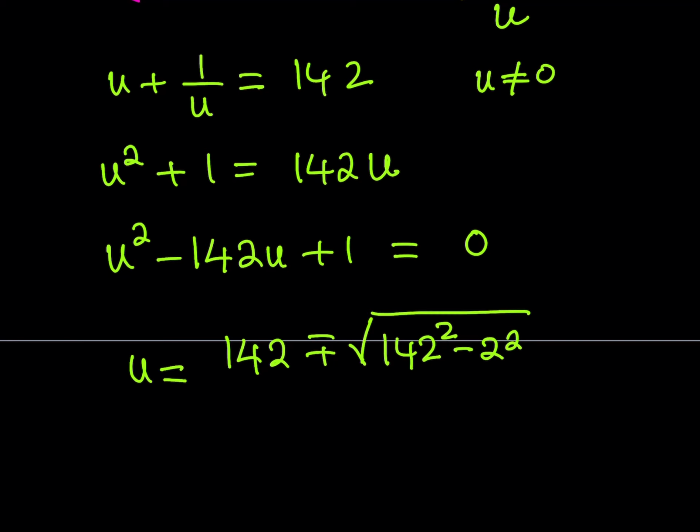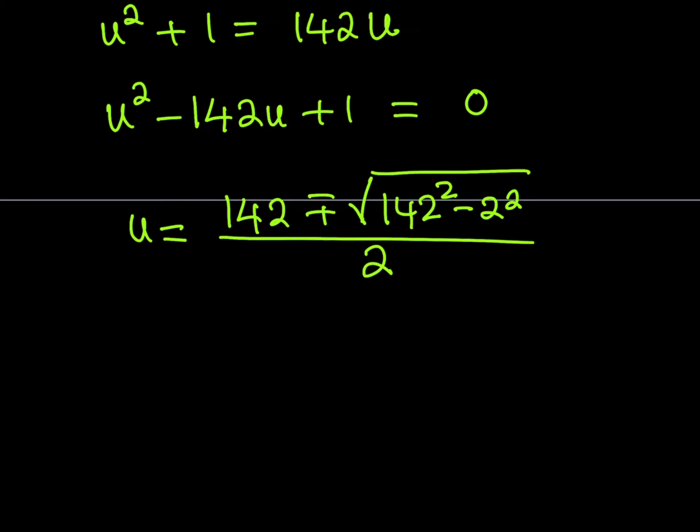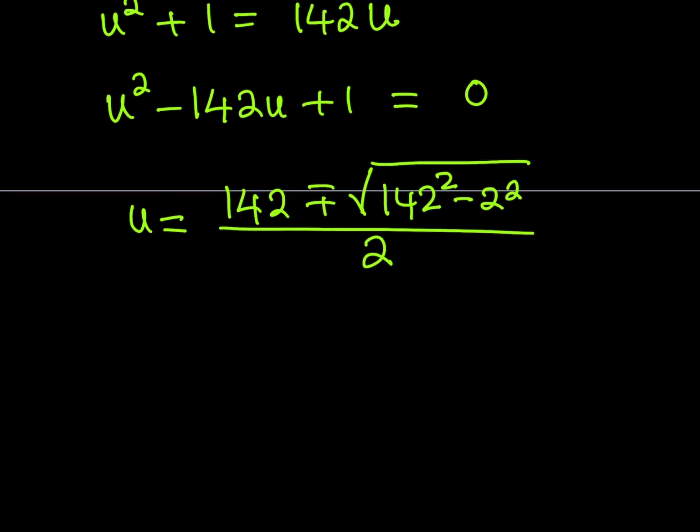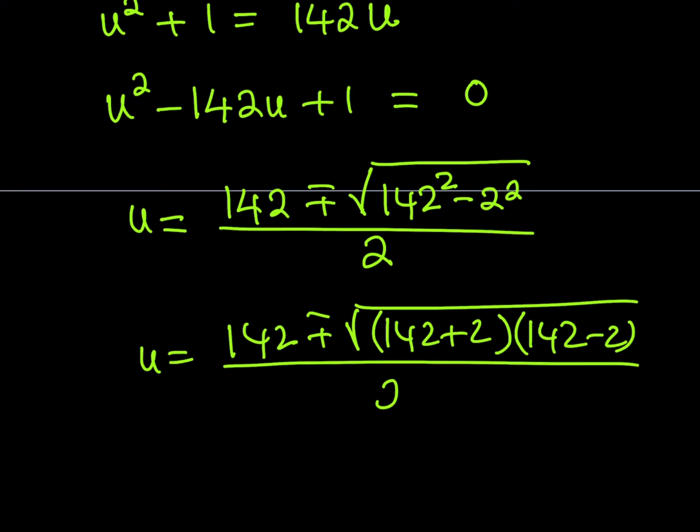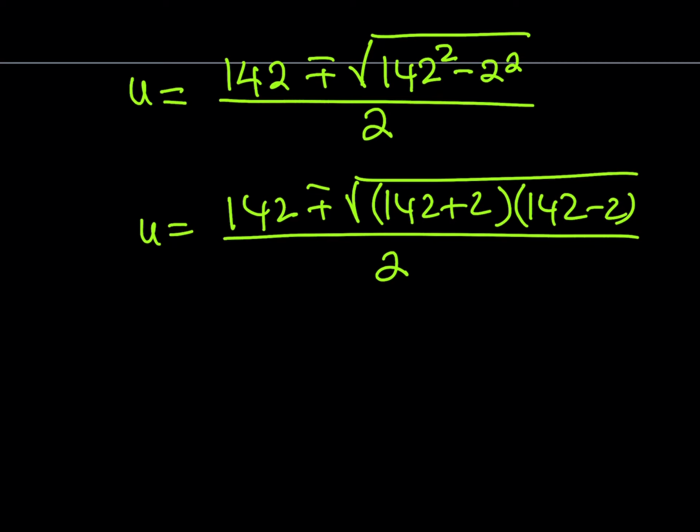Now, how does that help you? Well, it allows you to factor the expression, which is kind of nice. Because as you know, we're trying to get something outside the radical. We always want to be able to factor it for perfect squares. Perfect. Okay, now, this is a difference of 2 squares, so it can be written as 142 plus 2, and then 142 minus 2. Not only is this factorable, but also in a nice way, because 142 plus 2 is 144. Awesome, right? Because that's 12 squared. Nice.